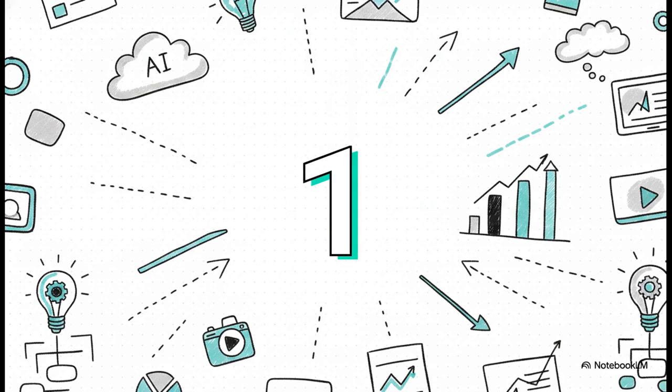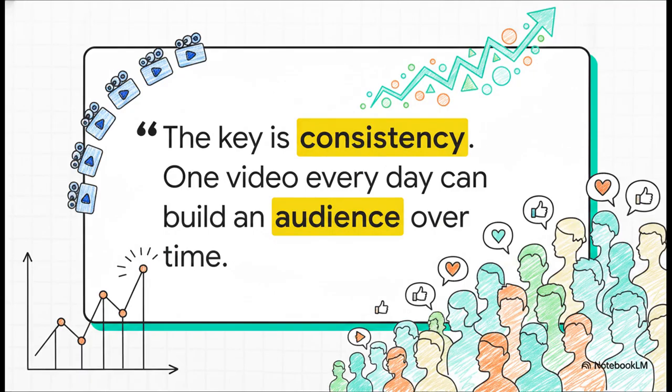The number 1. In the context of building this AI video business, this single digit represents the absolute ultimate growth metric that the script wants to drive home to the audience. But what does this 1 actually mean in reality? Well, it stands for 1 video every day. The AI-generated narration reads, the key is consistency. 1 video every day can build an audience over time.